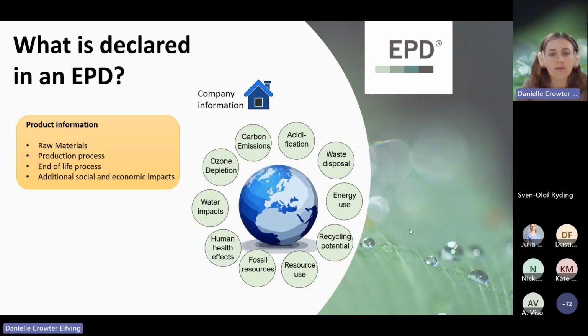So this circle here represents some of the environmental performance indicators which should be declared in an EPD. Which indicator should be declared also depends on the product, and they are defined in the PCRs.